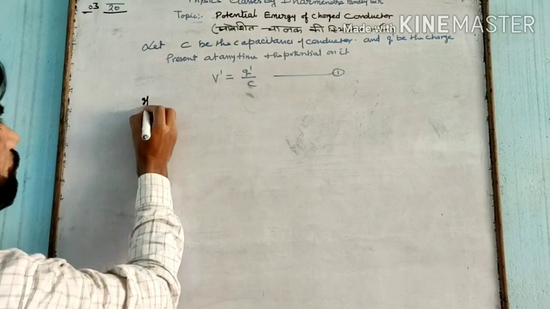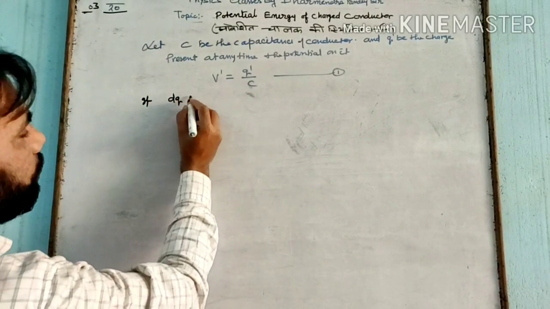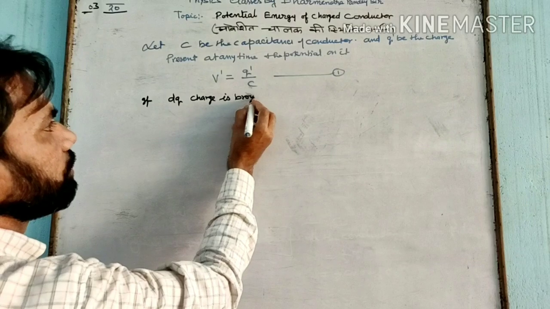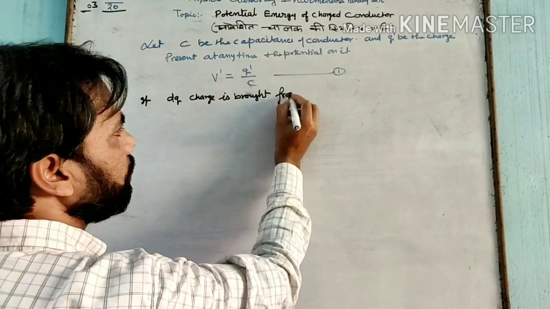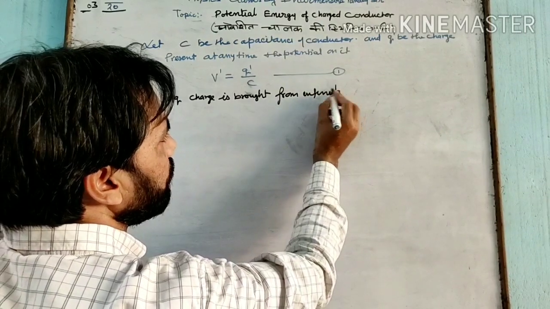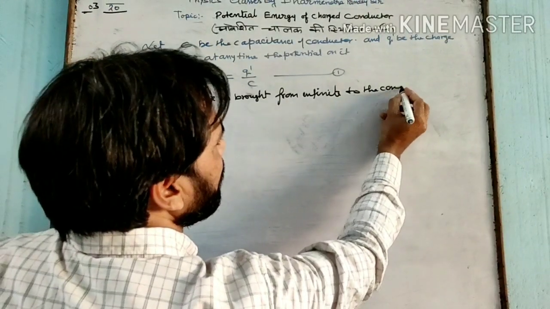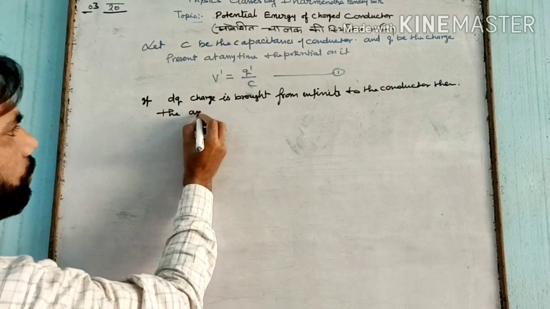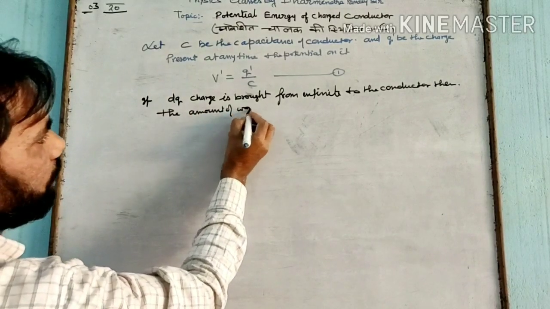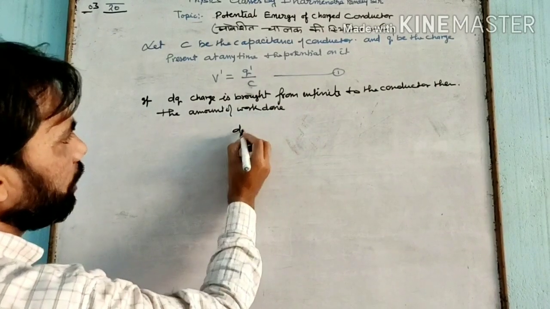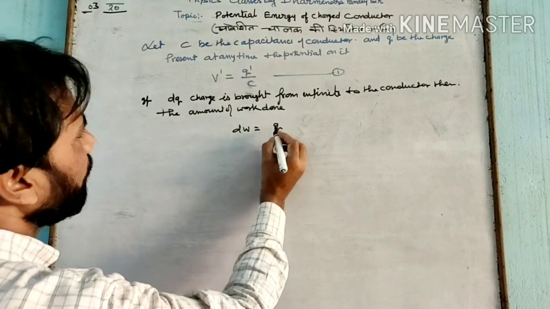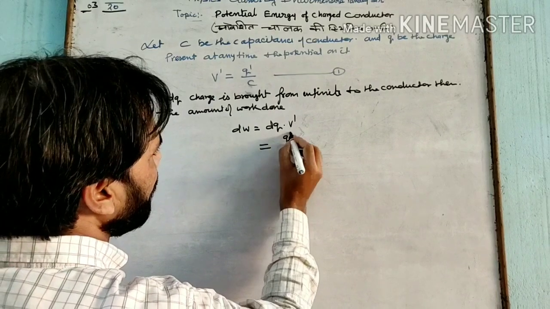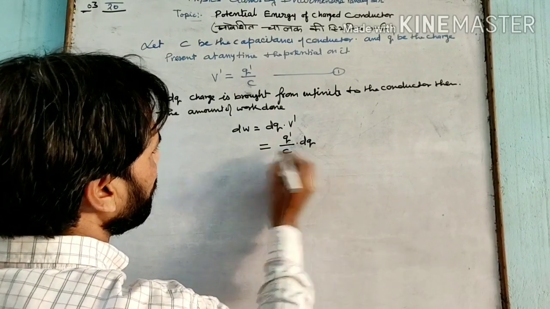Okay, if dq charge is brought from infinity to the conductor, then the amount of work done dW is equal to dq into V dash, that is Q dash upon C into dq.